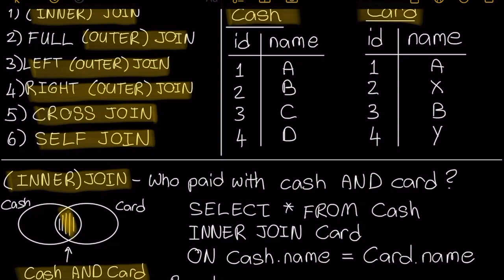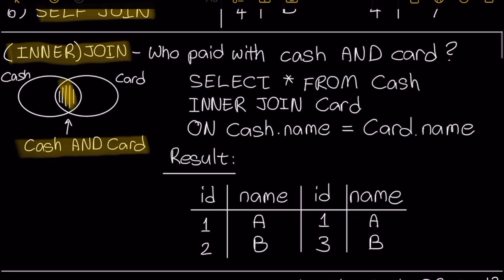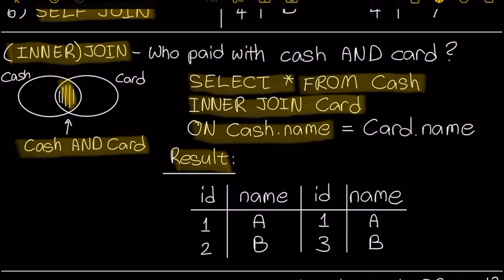A and B is in both tables, cash and card. So that must be the people that paid with both cash and card. And if you look at the resulting table, that's what we get back here, A and B. Now, how do we do this using a SQL query? It's very simple. We do select all from the cash table, inner join with the card table on the name field for both cash and card.